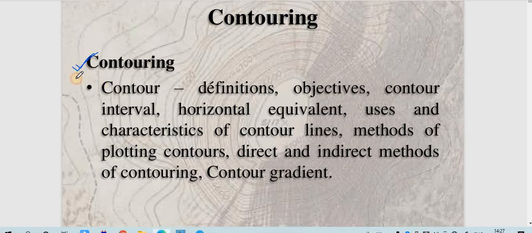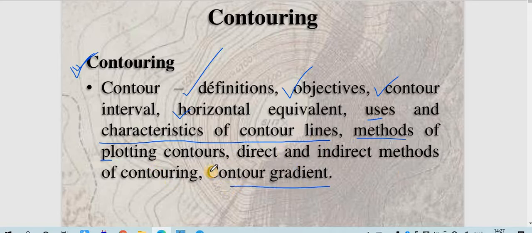This is the syllabus we are going to cover: the definition of contouring, the objective behind contouring, what is meant by contour interval, what is horizontal equivalent, uses of contouring, and the characteristics of contour lines. These characteristics are very important because many times questions related to them are asked in the university exam. What are the different types of characteristics of contour? Methods of contour plotting, how to plot a contour, what are the direct and indirect methods of contouring, and contour gradient. This is the content we are going to cover in this lecture.